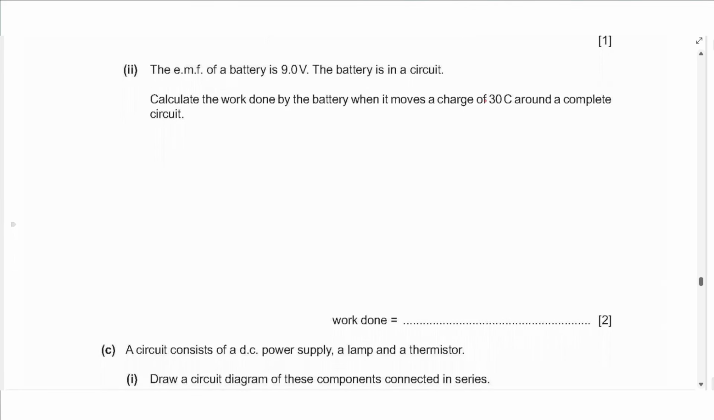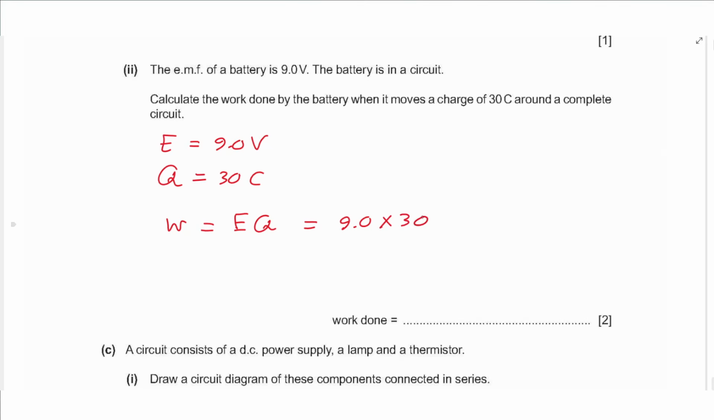Calculate the work done by the battery, which is the energy, when it moves a charge of 30 coulombs around a complete circuit. So we have E, which is the voltage, 9 volts, and we have Q, which is 30 coulombs, and we need work. Work equals potential difference or EMF multiplied by charge, by rearranging the equation in I. So we multiply 9.0 times 30, which gives 270 joules.